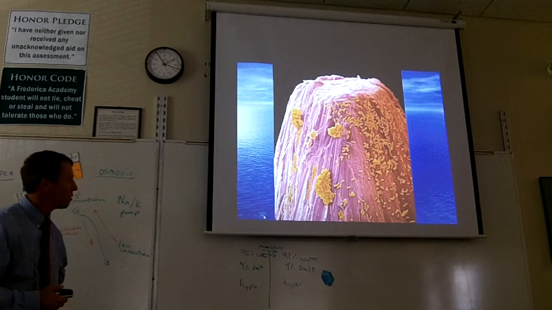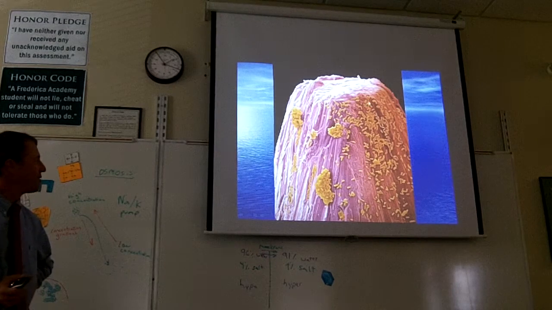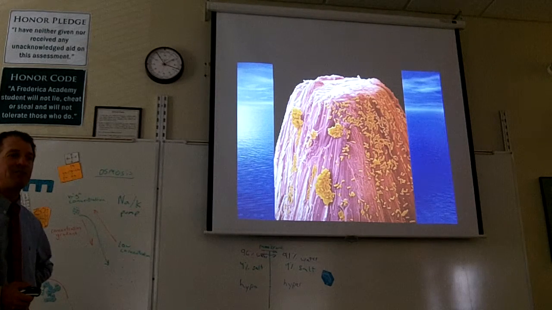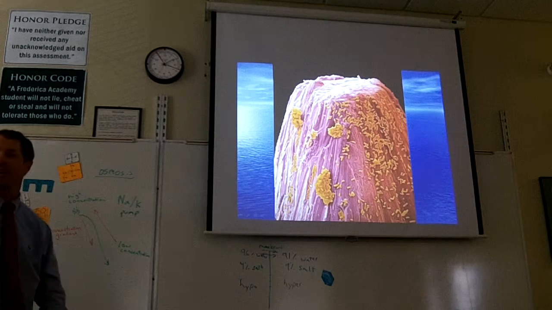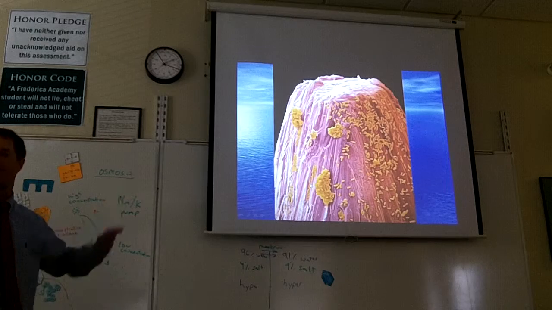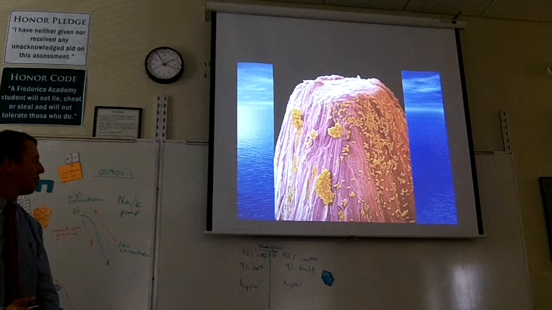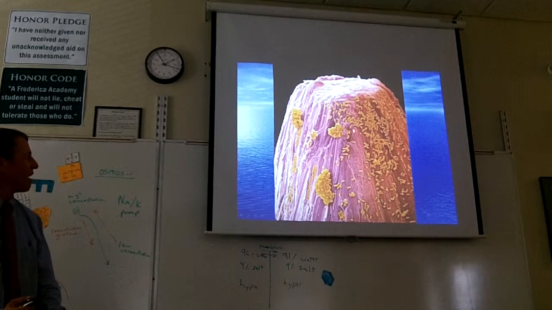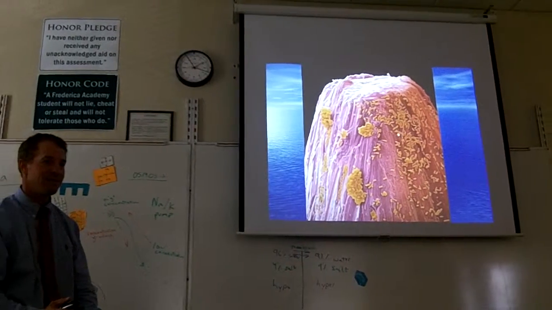Why is it pink? That's false color. The electron microscope sees nothing in color. It's all black and white. So they go in with a computer and falsely color it. But all the little yellow things are bacteria.